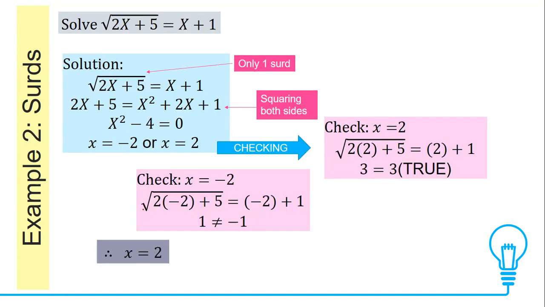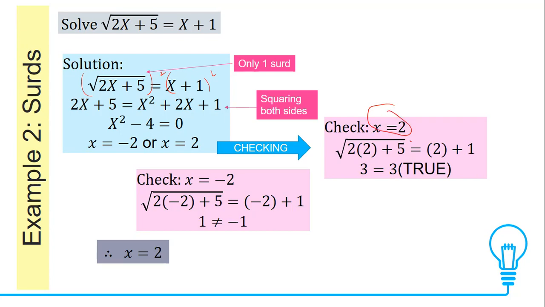For the second example, we have a surd, and it's still the same, only one surd. So we square both sides. The left hand side is 2x plus 5, and the right hand side becomes x squared plus 2x plus 1. We rearrange everything and obtain x equals minus 2 or x equals 2. Now your duty is checking back.